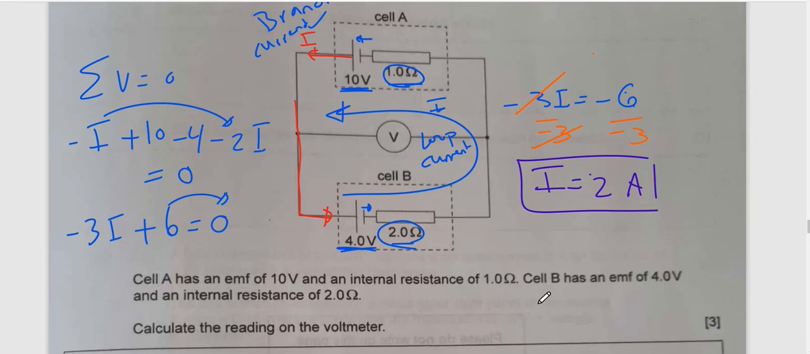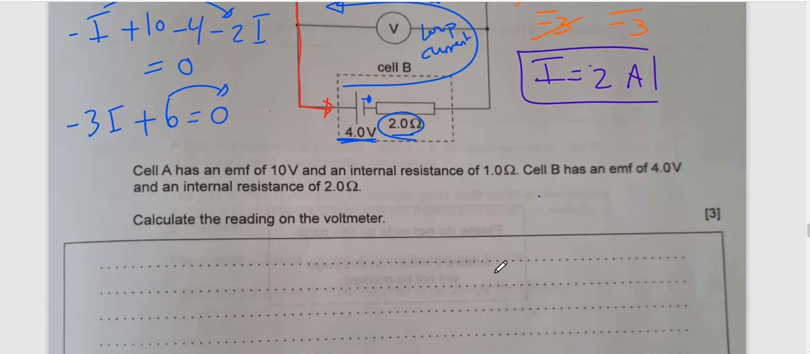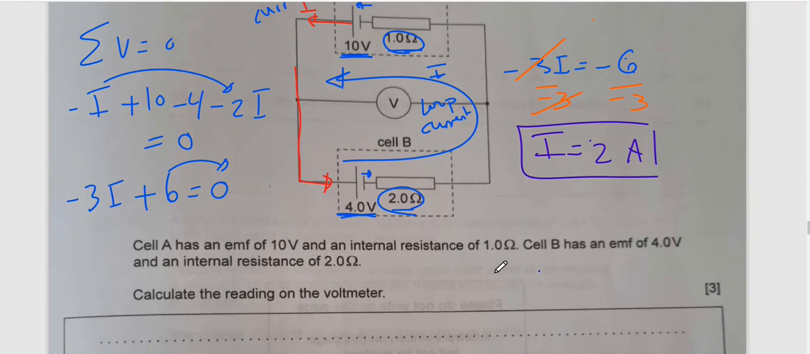It will be 8 because 8 minus 8 should give you 0. 4 times 2, the voltage drop here is 8 volt. And the voltage drop here, the current is 2 times 1, it will be 2 volt. So the voltage reading across this one will be 8 volt.